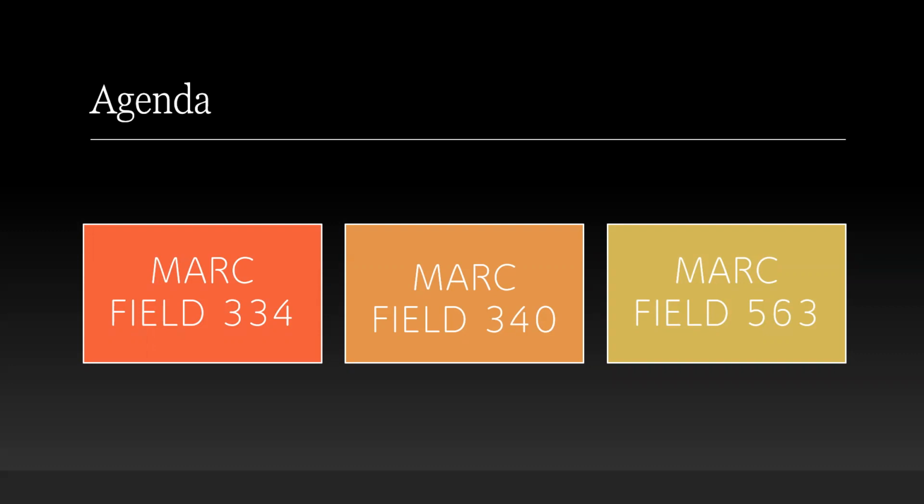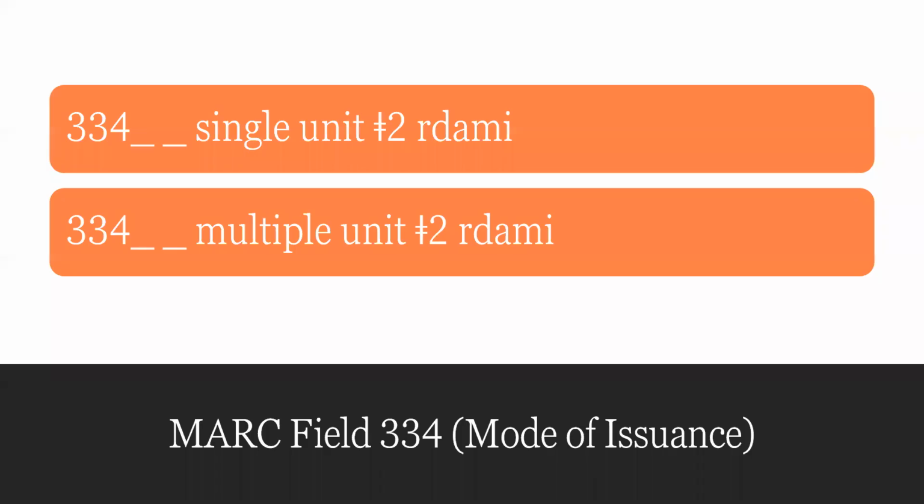Although the 334 field is not new, it is now used for more than just continuing resources. So the 334 mode of issuance MARC field has historically been only used for serials. However, it can now be used for other formats of materials. The 334 field is optional. OCLC bib formats and standards defines the 334 field as a categorization reflecting whether a manifestation is issued in one or more units.